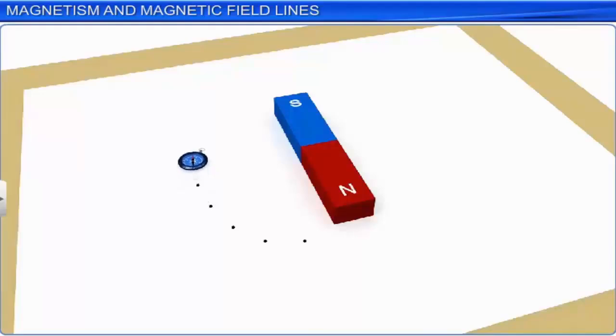We observe that the series of points plotted on the sheet are directed from the north pole of the magnet to its south pole. By connecting all the points, we get the magnetic field lines due to the magnetic dipole. The direction of the compass at different points on the field lines gives the direction of magnetic field at that point.